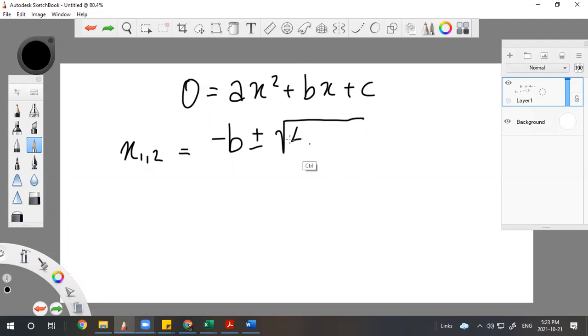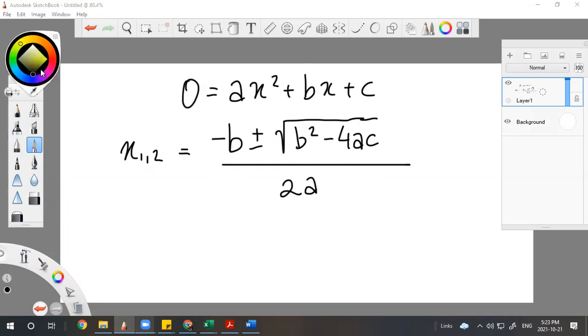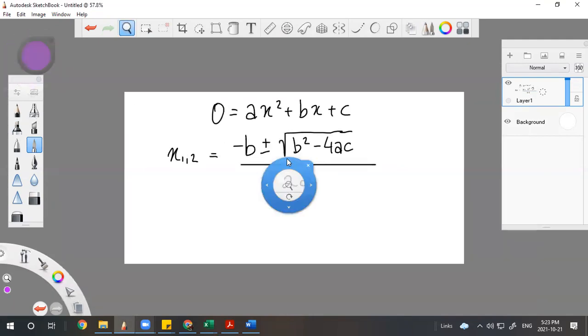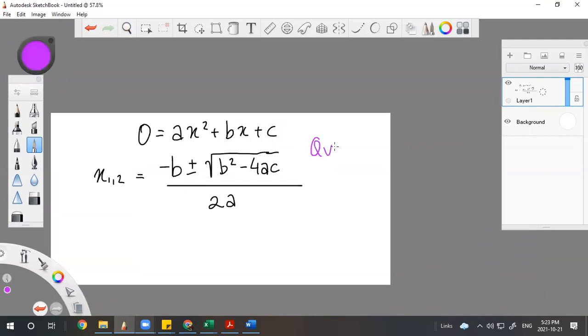So you don't have to think of the hard way. But this is also hard when you don't have a calculator. Because if you don't have a calculator, you will get messed up inside this. This is called the discriminant. Okay, so this will be the quadratic formula. You need to memorize this. Quadratic formula.